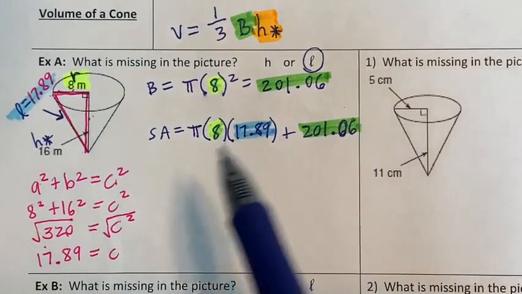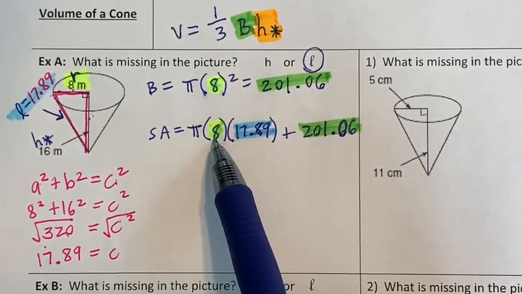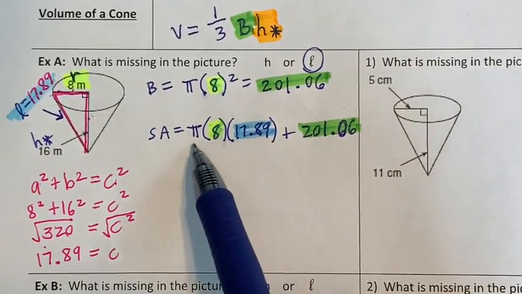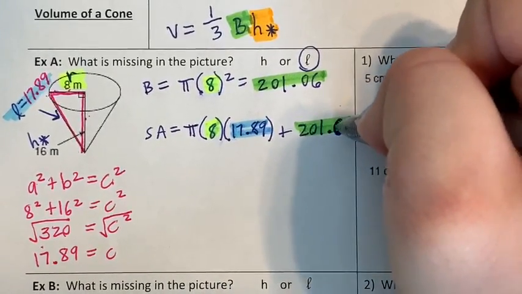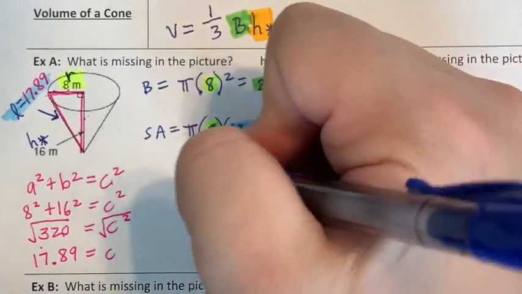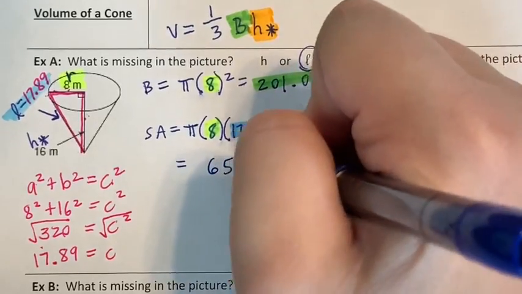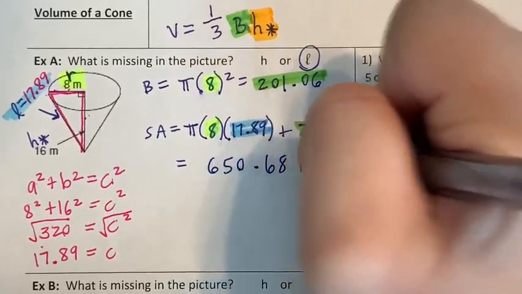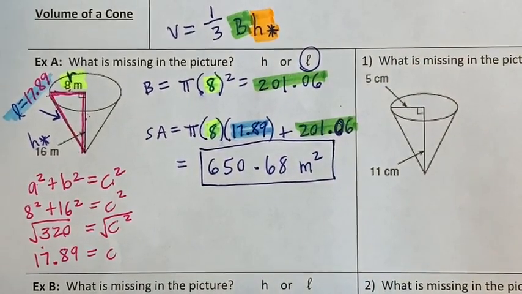I would just be careful putting this in your calculator. I would probably type pi button times 8 times 17.89. I would get an answer, and then I would add the 201.06 to it. And then for surface area, when I do all of that, I get 650.68, and that would be square meters. So there's my first answer.